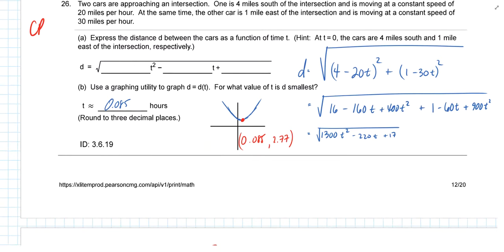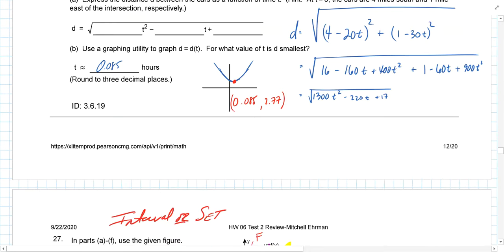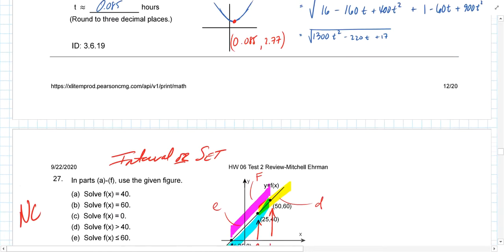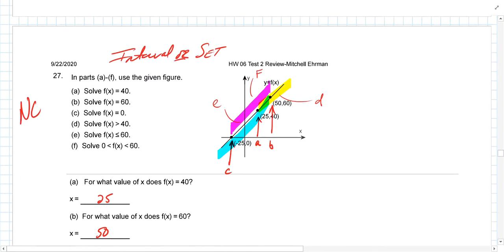Problem number 26 is an example of that intersection problem that we covered in class. So again, I'm not going to talk through it, but after you've practiced this a few times, you can pick up on the shortcuts here. I was able to establish this distance formula without drawing a diagram, and then I was able to simplify that pretty easily in about 2 or 3 steps. The graph on the calculator was needed to answer part B, and that was really the only time that a calculator was needed.